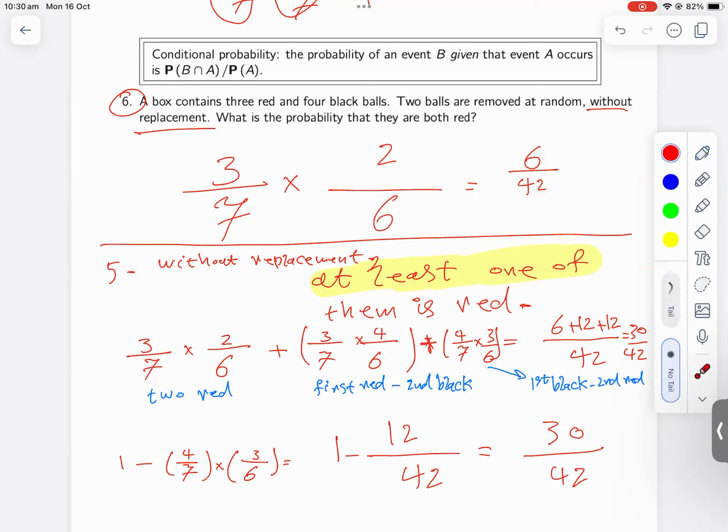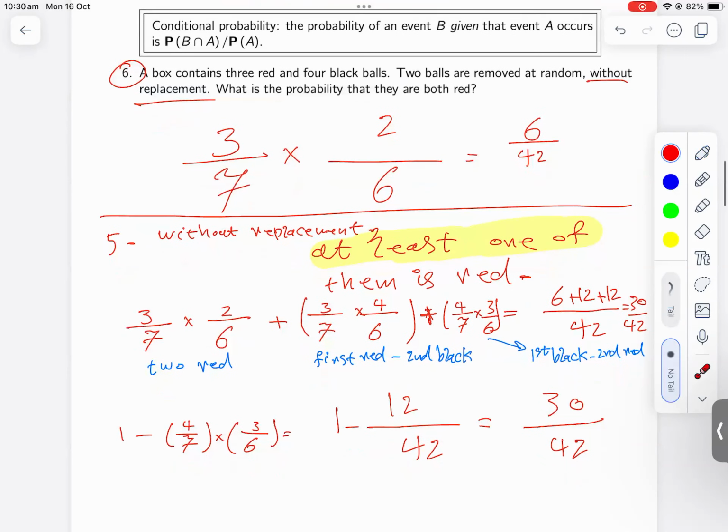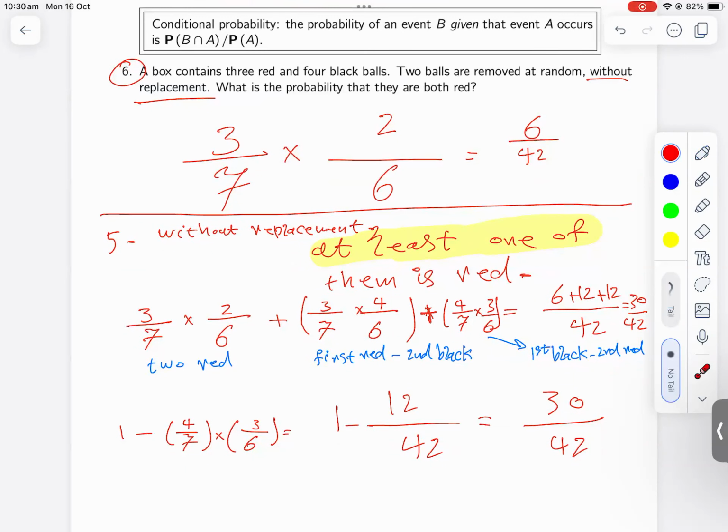But we can do this question in different ways. So we can see that the probability of everything is 1, minus the complement of this one, which is no red. So no red means 1 minus, the first one is black, 4/7, and the second one is black. Because we removed one of the 4 blacks, it means 3/6. So this answer will be equal to the first one.